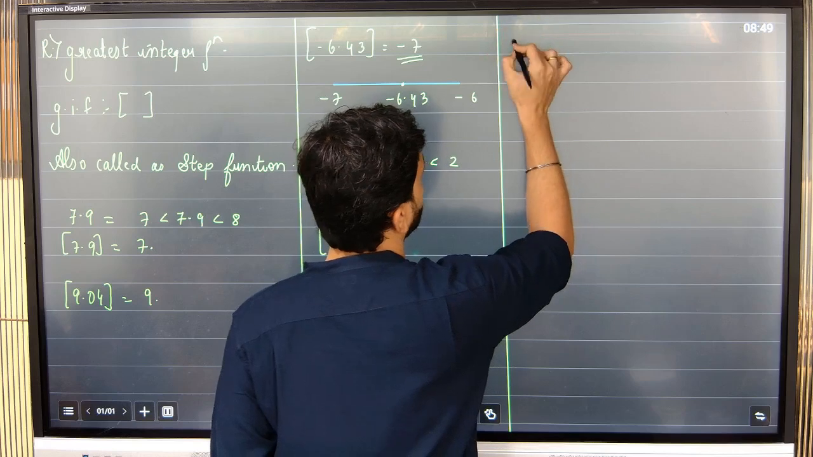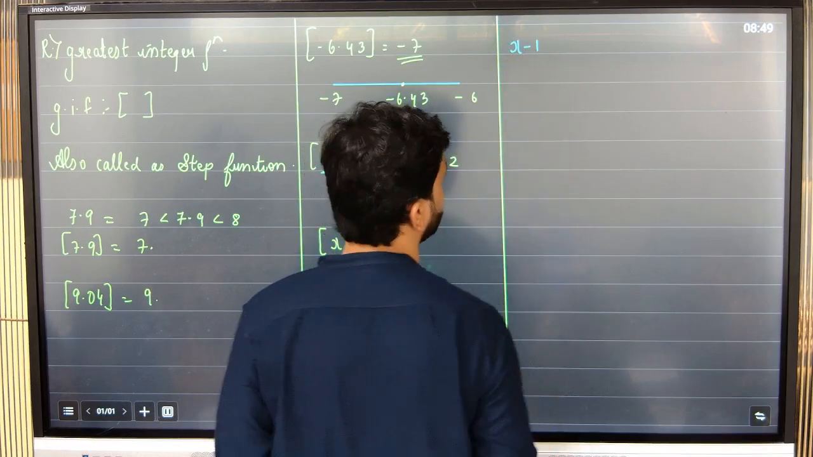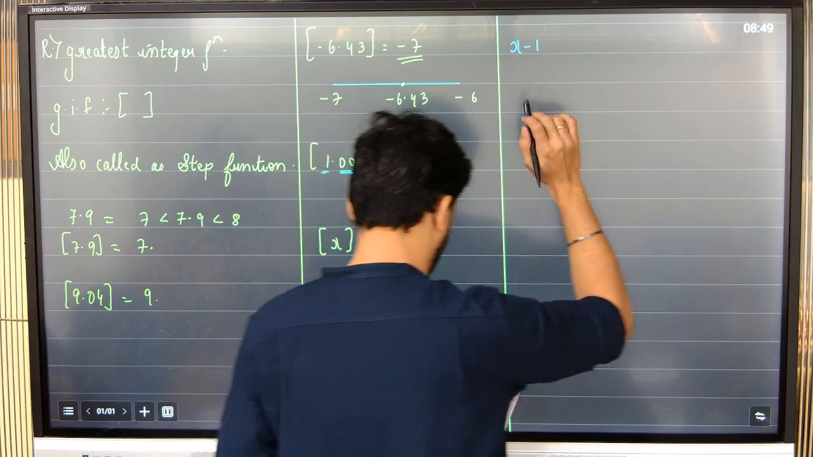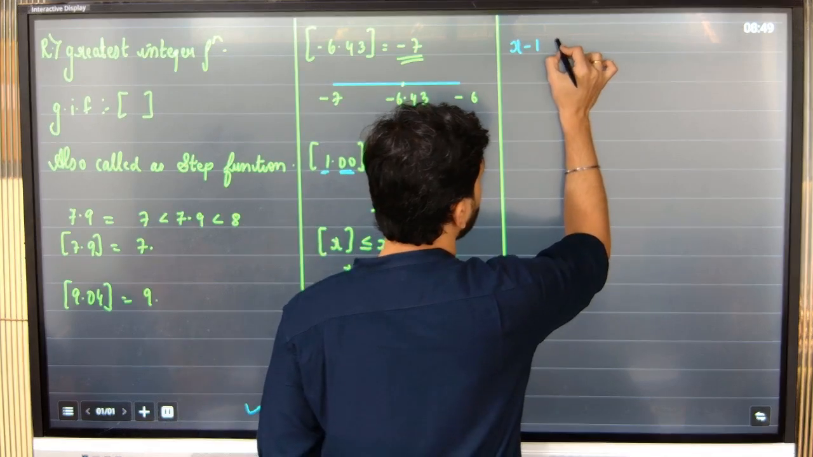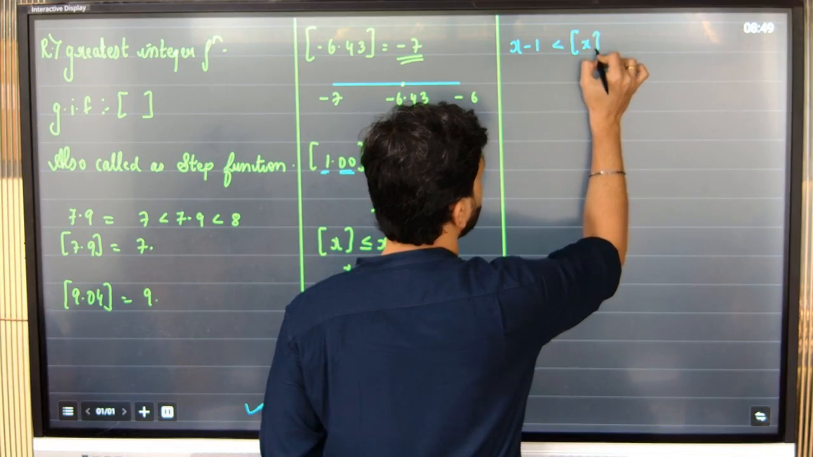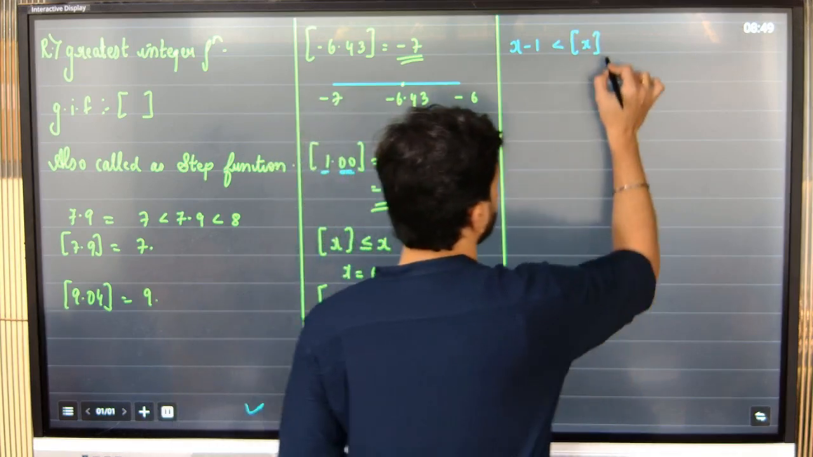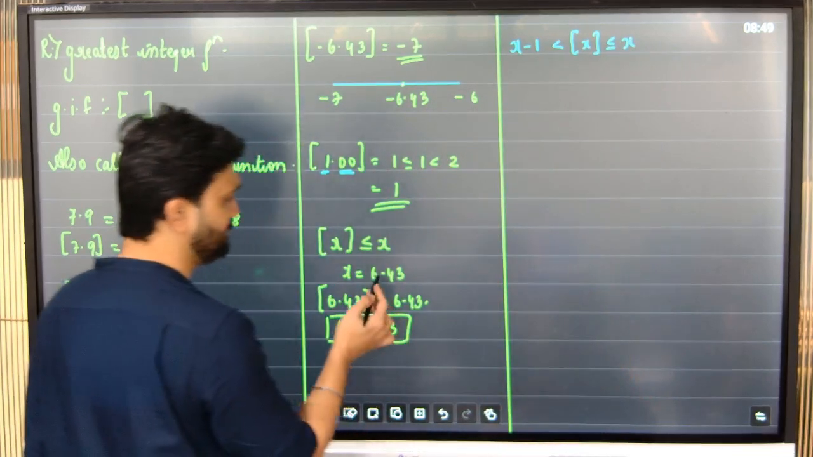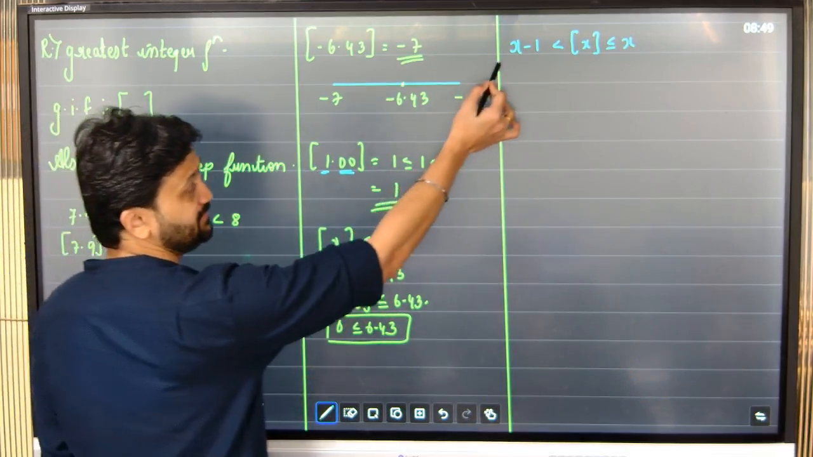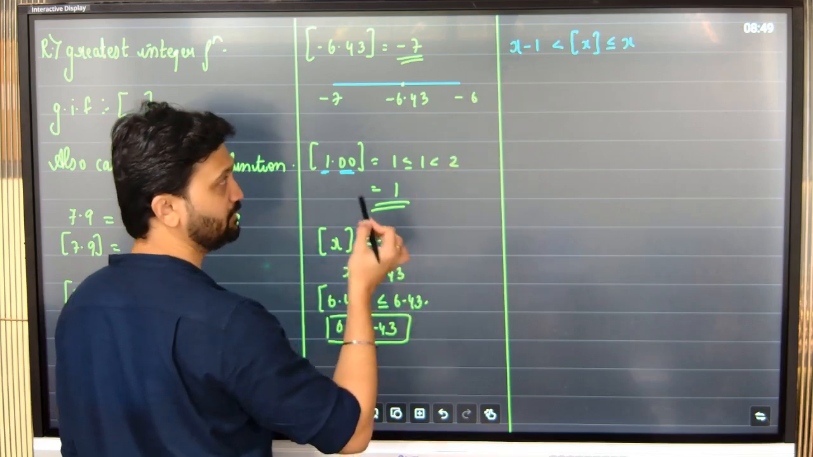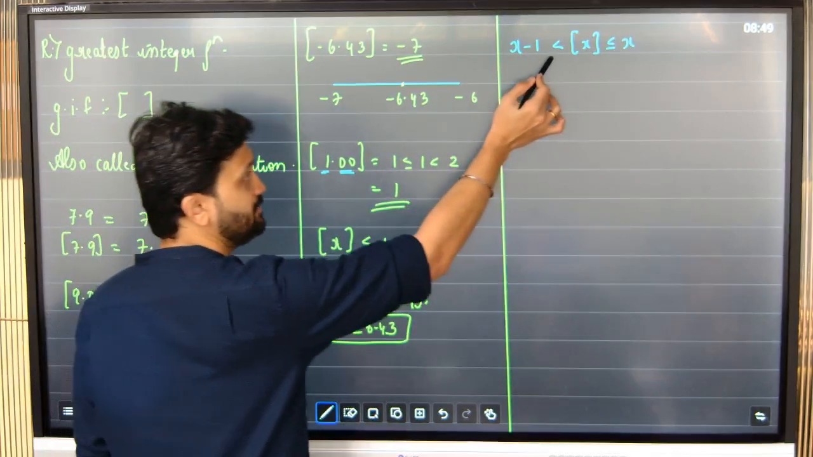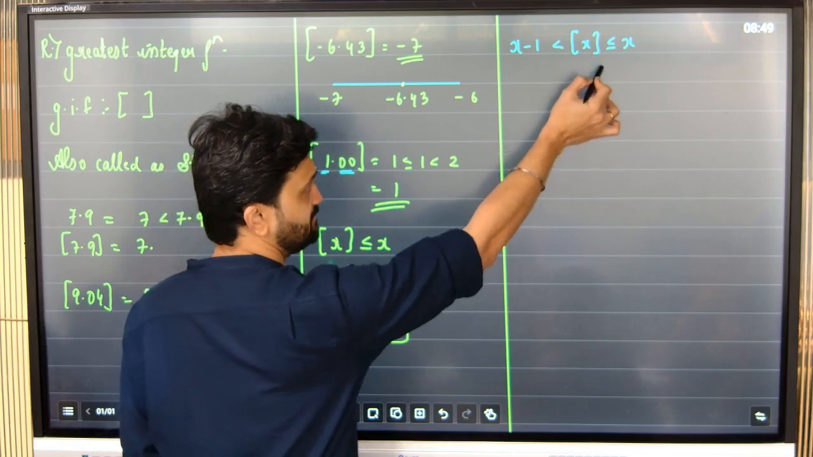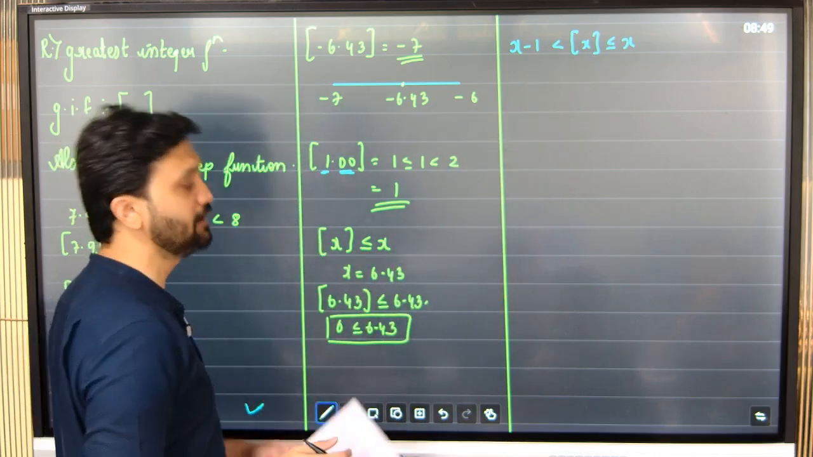this is very important: x minus 1. Take any value of x. In your mind, you can take any value of x. x minus 1 will always be less than the greatest integer function of x, which will be less than equal to x. Take any example of your choice. As I told you, let's take 6.43. 6.43 minus 1 will give you 5.43, which is less than the greatest integer of 6.43, which is 6. Obviously it is less than 6, and 6 is less than equal to 6.43.